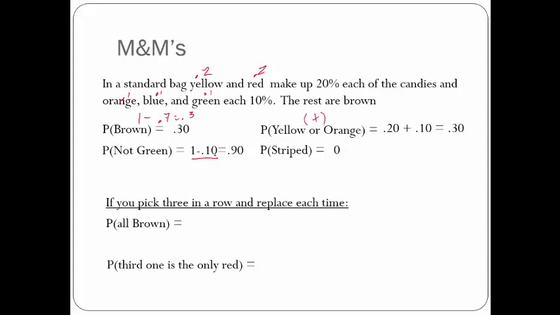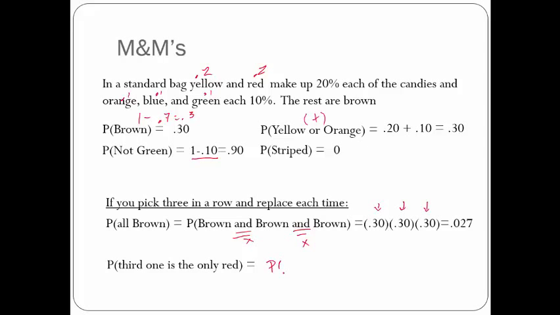If you pick 3 in a row and then replace, so all brown. So in other words, the probability of brown and brown and brown, and means multiply. So there's a probability of brown, so we just multiply 0.3 times 0.3 times 0.3. The third one is the only red, so that'd be probability of not red and not red, I'll use the bar over the top, and then red. All right, so that'd be not red, so 20% of red, so that'd be 0.8 times 0.8. When we finally get our red, 0.8 times 0.8 times 0.2 is your probability of 0.128.